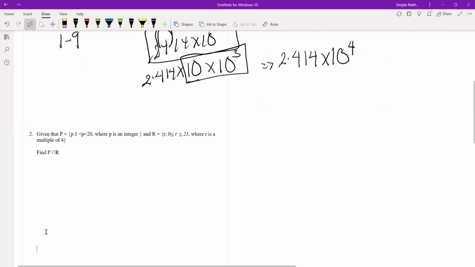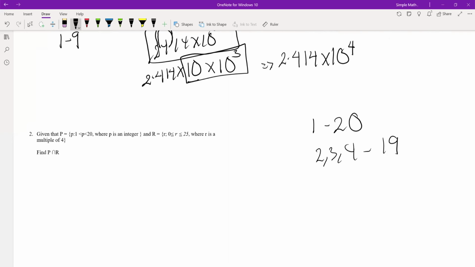Next question. Given that P is between 1 and 20, what does that mean? You can see there's no less than or equal, it's simply less than. So it means that P is between 1 and 20. So you have numbers like 2, 3, 4, up until 19. P is an integer, so the values of P are from 2 to 19.